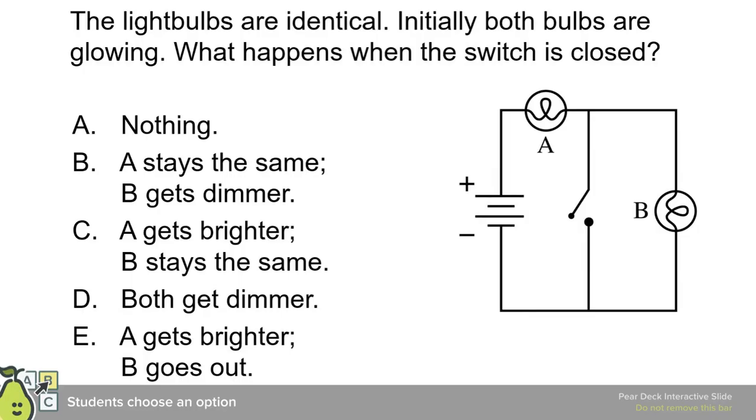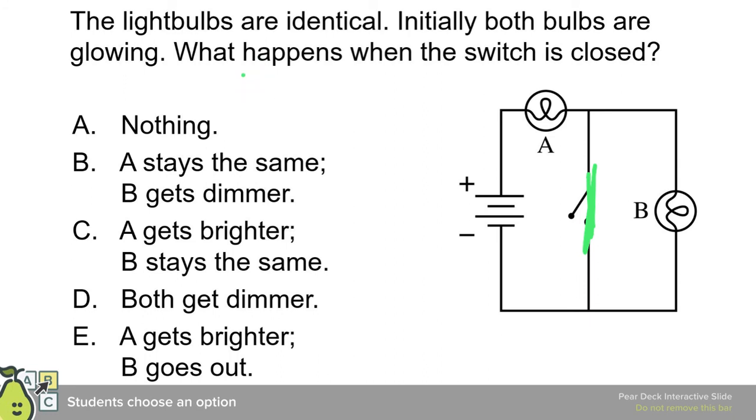All right, the light bulbs are identical. Initially, both bulbs are glowing. What happens when the switch is closed? Okay, when the switch is closed, then we have something very interesting. We have a path with no resistors in it, and remember the wires are assumed to be resistanceless. So this is essentially a resistor of resistance 0, and that leads to something kind of weird.